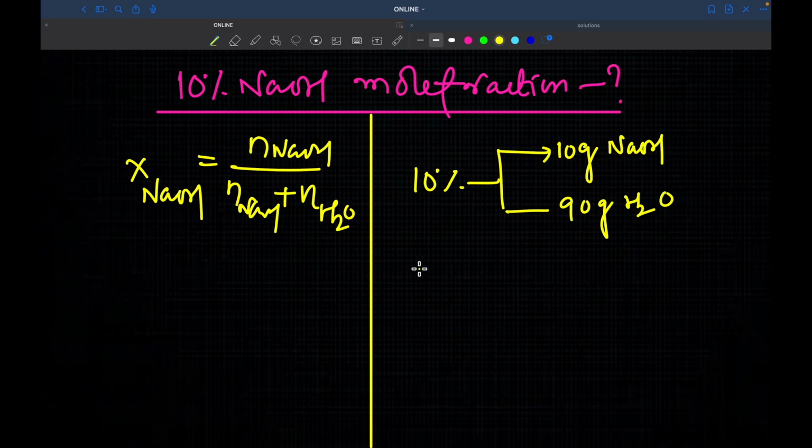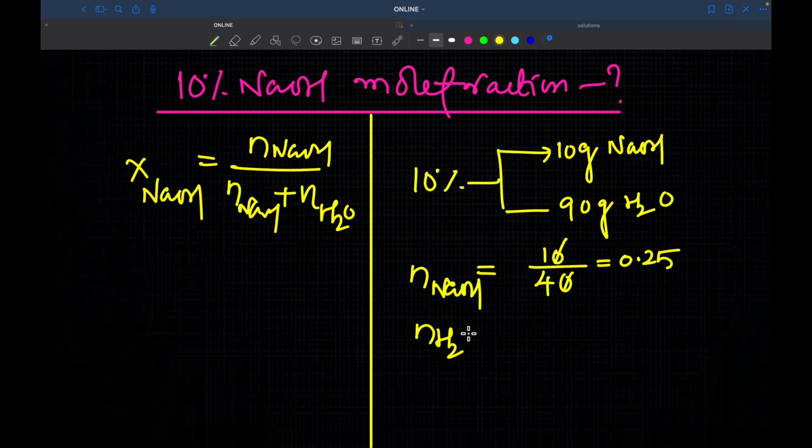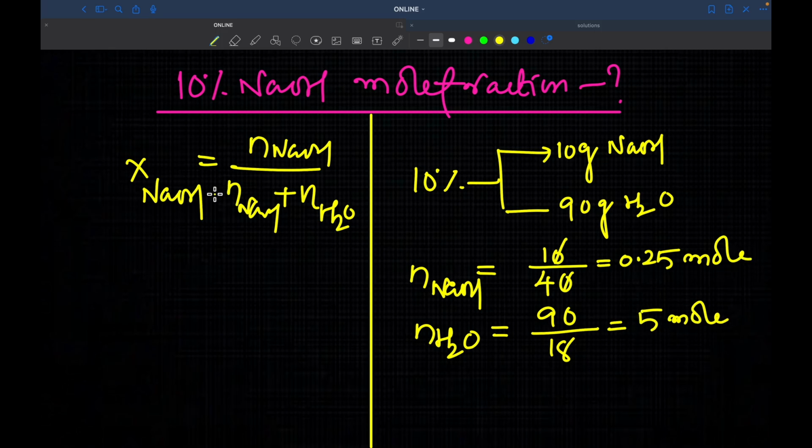So we have to calculate the moles of both. Moles of NaOH equals 10 by the molar mass of NaOH, which is 40, so it is 0.25 moles. In the same way, moles of H2O equals 90 grams by 18, and 18 goes 5 times, so 5 moles. So 0.25 moles and 5 moles. Now we will plug these in here.